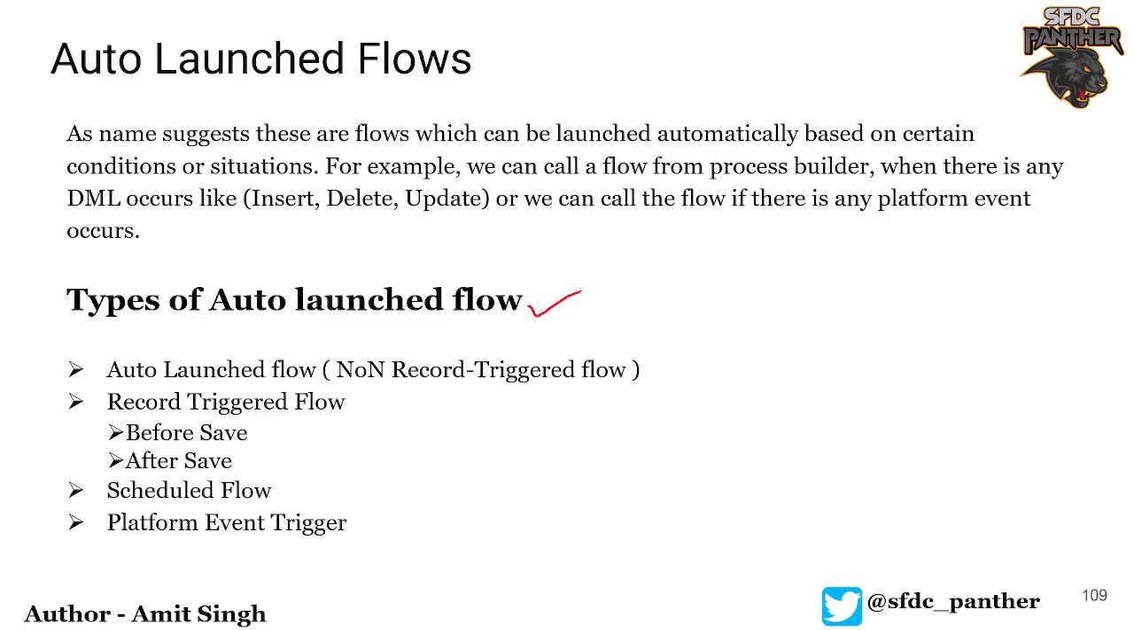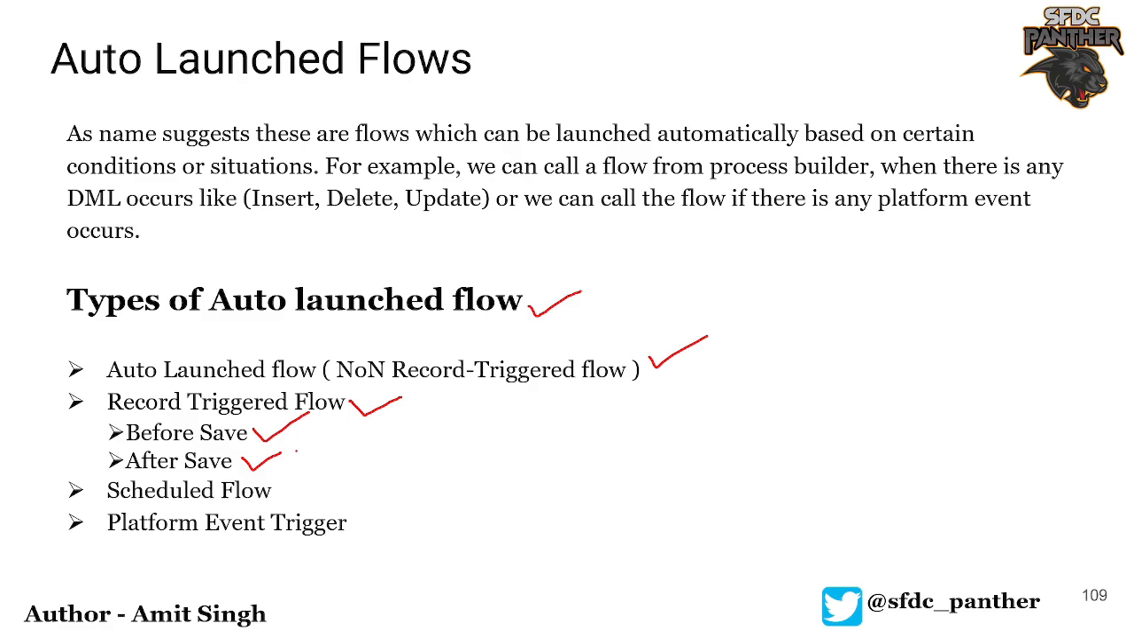These are the different types of autolaunched flows. The very first is the autolaunched flow, which is a non-triggered flow. This is what we are going to see here today. Then we have record-triggered flows. They trigger based on an insert, update, or deletion on a particular object's records, and they are of two types: before save and after save.